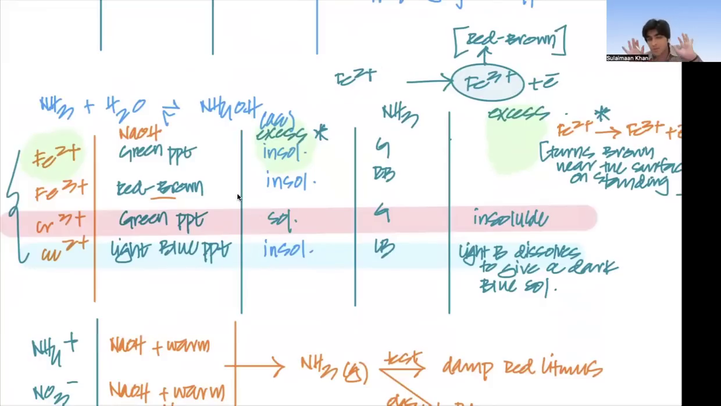Standing literally means that you wait a while. You wait a while and you'll realize that it turns brown near the surface. On standing means you wait a little bit, right? For your level, that's more than enough.